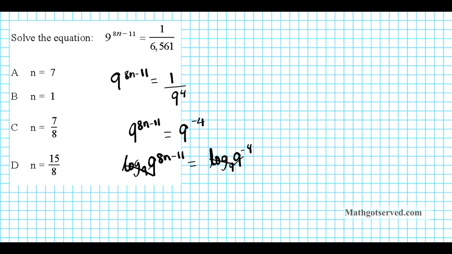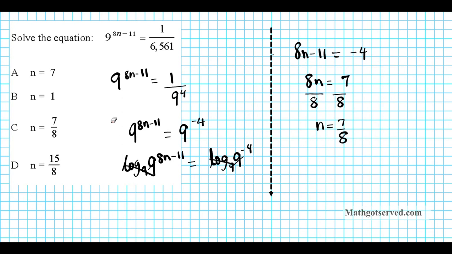You'll be left with 8n minus 11 equals negative 4. Alright, let's get n isolated. We'll add 11 to both sides. We have 8n equals positive 7, and then divide both sides by 8, and you have n equals 7 over 8. So our final answer is option letter C.